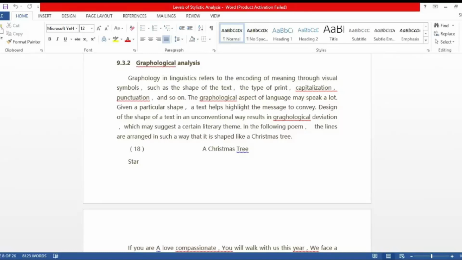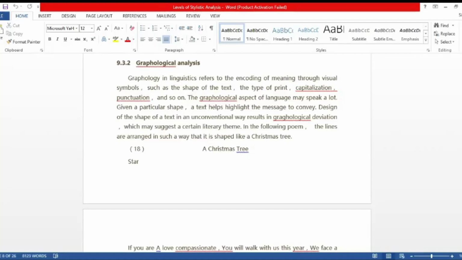लेकिन यहाँ पे मैंने जैसे आपको बताया कि ग्राफिक, the way you arrange a poem, shape of the text. Okay, in the first poem, it is based on the theme of Christmas, on the event of Christmas. It is about a Christmas tree.